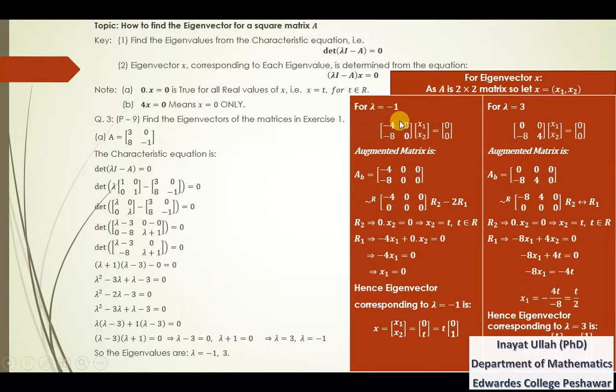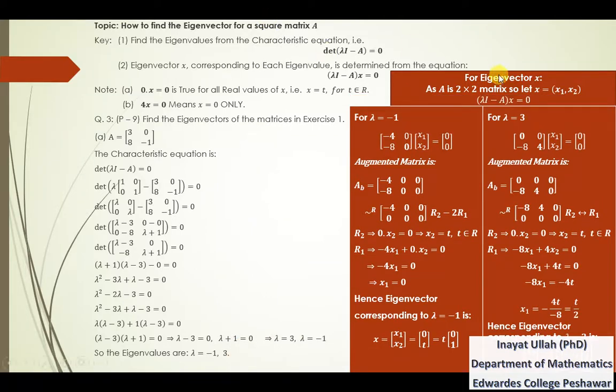So for lambda is equal to minus 1, one thing is missing here, and that is the equation lambda I minus A into x is equal to 0. Taking this equation, lambda I minus A is actually this matrix: lambda minus 3, 0, minus 8, lambda plus 1. This is lambda I minus A after simplification. Now we have got two eigenvalues, minus 1 and 3.